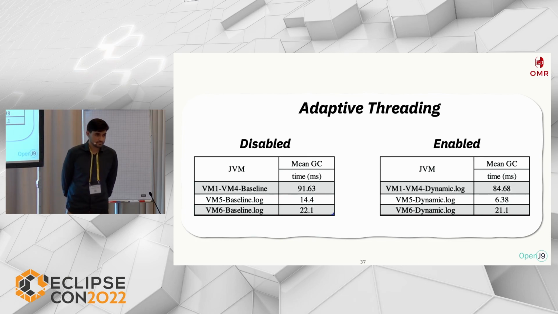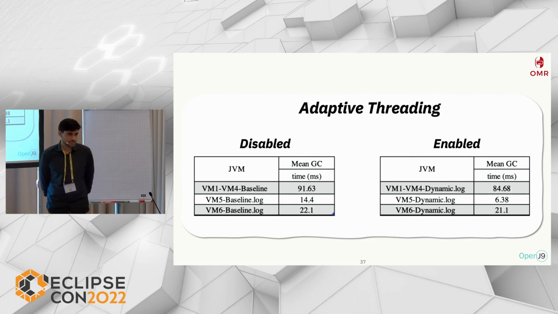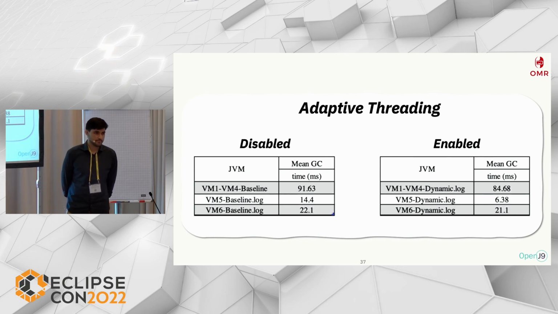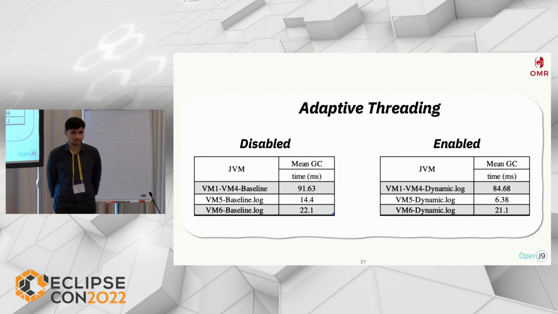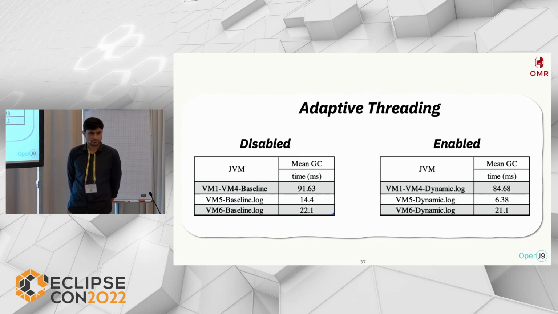Is adaptive threading available across all the garbage collectors offered by OpenJ9? Currently it's on the default GenCon, only Scavenge. Thank you. But that's planned work, and eventually I think we will roll it out to the different collectors. Any other questions?